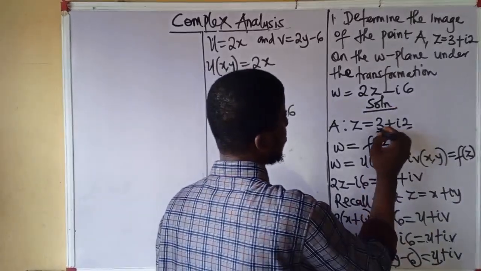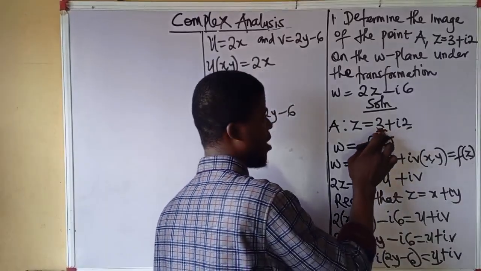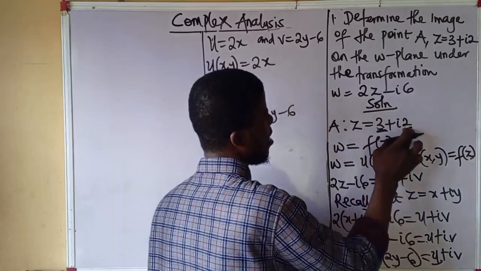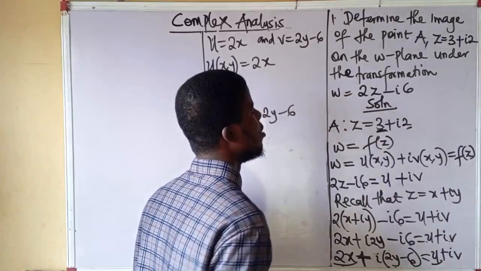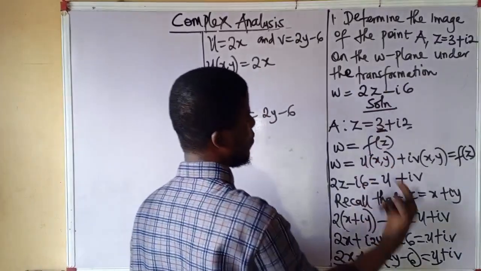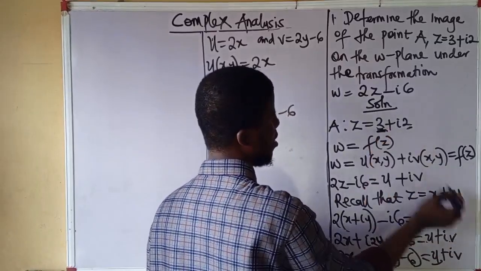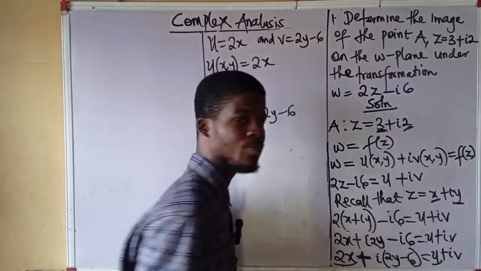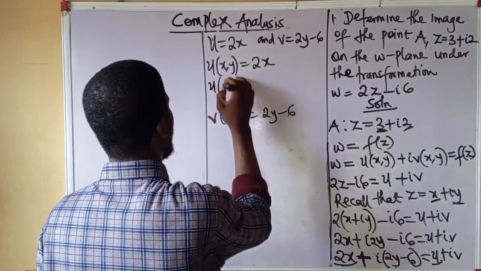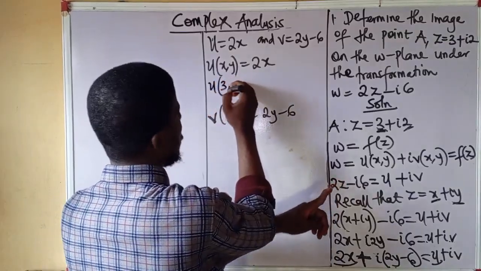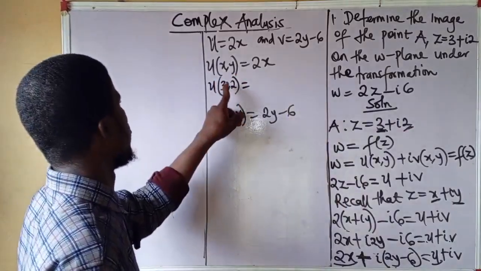3 here is the real part, and 2 here is the imaginary part. Okay, so if we follow this pattern, x plus iy, x corresponds to 3, y corresponds to 2. We are saying that u of x is 3, y is 2. What will it be? X is 3, y is 2.